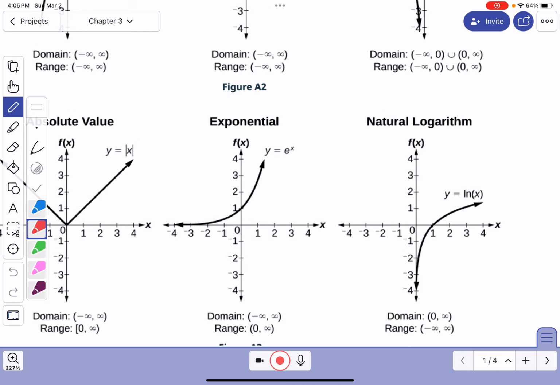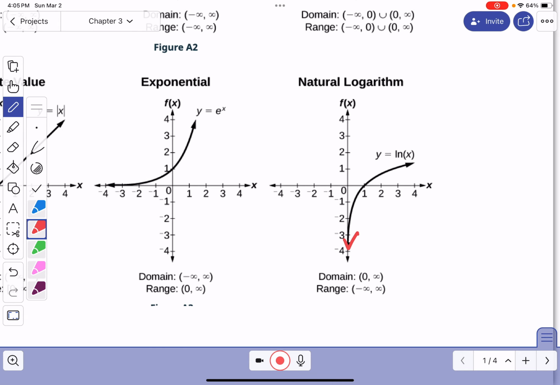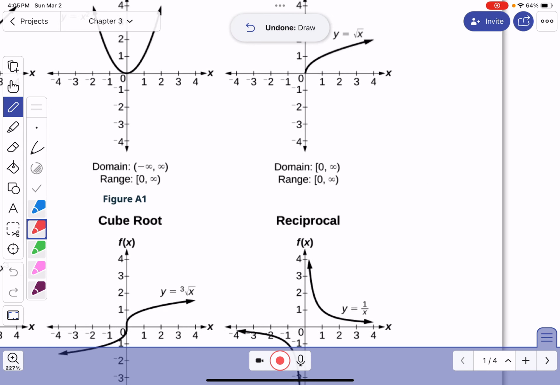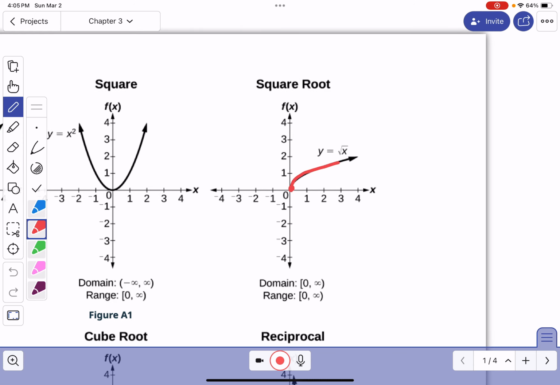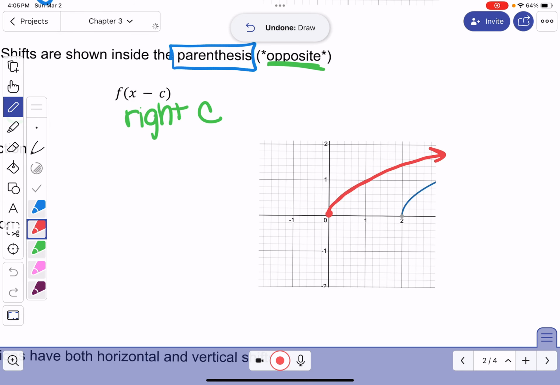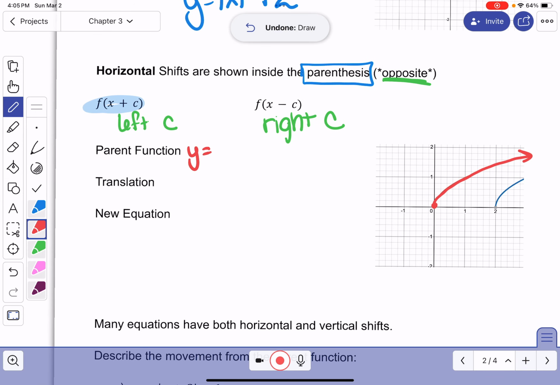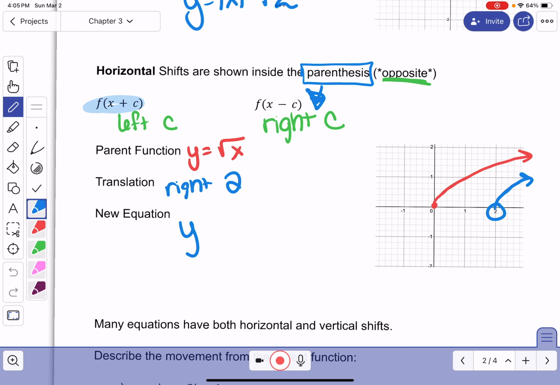Our parent function for this graph looks like this, with a dot at the end. So if we go back to that sheet, this one's similar, but it has an arrow, so it's not that. Instead, it's going to be this one, where we have square root of x. So my parent function is the square root of x. That blue one has moved to the right, and by this 2, we know it went over 2. So we treat that radical just like it was parentheses. So in the radical, we would write x minus 2.